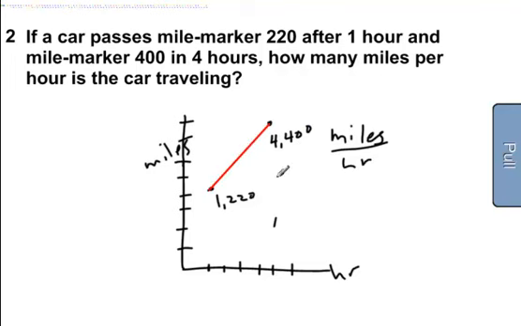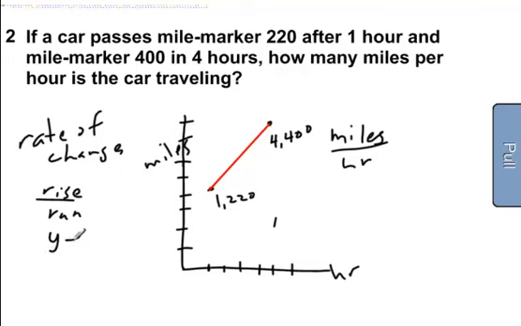So we know that I can find rate of change. I always go back to rate of change is your slope. We know slope is rise over run. We know rise over run is your difference of your y's and your difference of your x's. So in this case, the y's are a mile, so I have 400 minus 220. And our x's are our hours. I have 4 hours minus 1 hour.